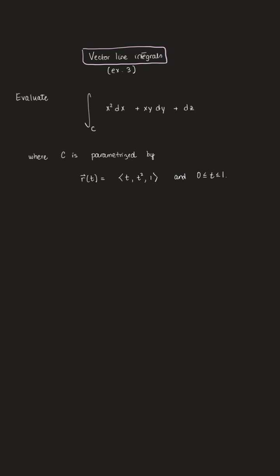Okay, so we are going to do a third example before we start talking about circulation and flux. The reason I want to do this example is because it uses a different form of the vector line integral. So we want to evaluate the integral over a parametrized curve where our integrand is x squared dx plus xy dy plus dz. This implies already that we've done a dot product between a vector field and our curve.